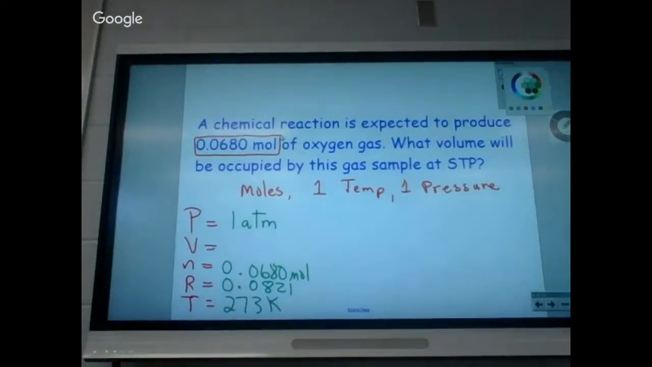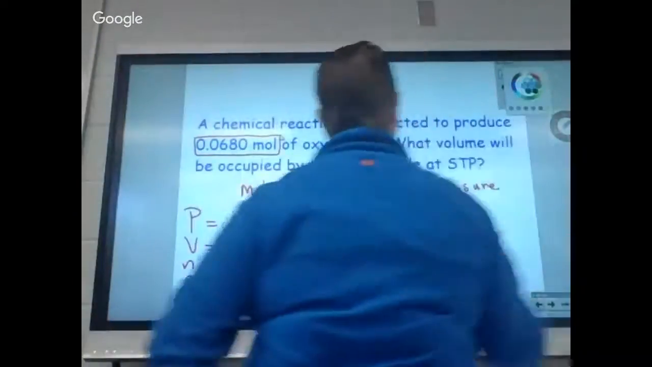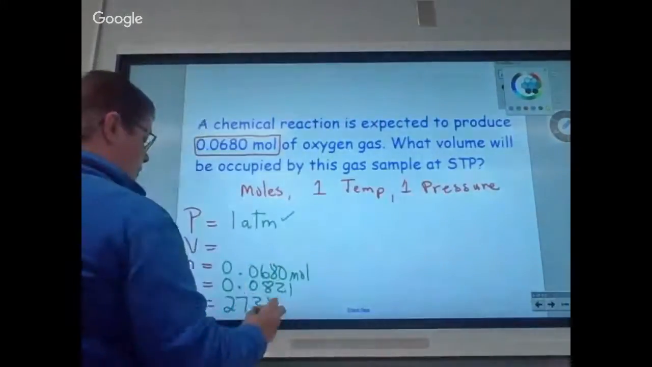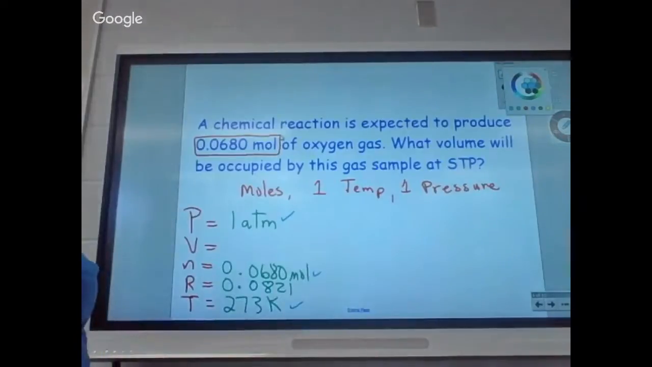Check to make sure everything's in the right unit. Is it in the right unit? Do you have to do anything like the liters, atmospheres, moles, Kelvin? That's what we're talking about. Are they all in the right unit? Or are you asking me about the unit on R? That unit for R dictates the units that everything else is in. So is pressure in the unit it needs to be in? Yep, it's in atmospheres. This one's in kelvins. That one's in moles. So we're good to go.